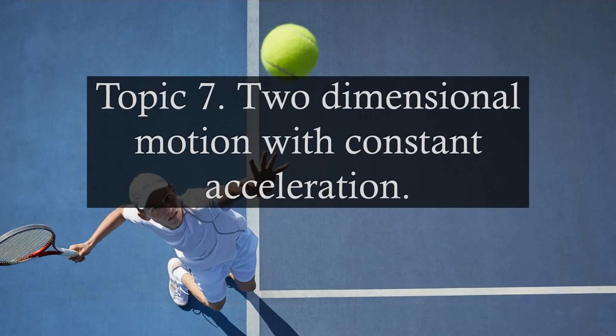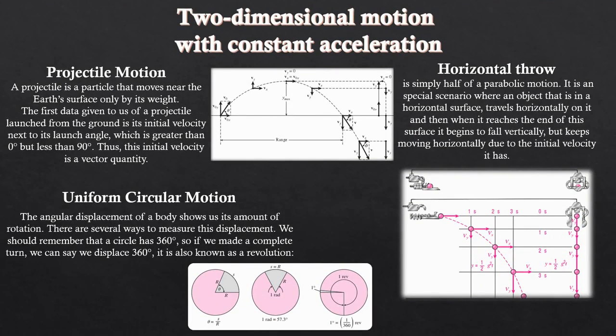Topic 7, two-dimensional motion with constant acceleration. Here we have first the projectile motion, which is a projectile, like an object particle that moves near the Earth's surface only because of its weight. And the first data given to us about a projectile is its initial velocity next to the launch angle, which is greater than 0 degrees but less than 90.